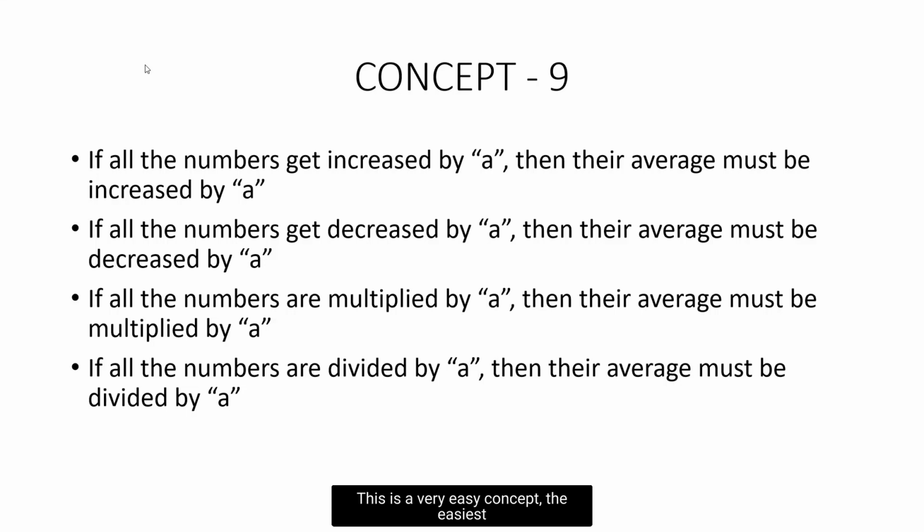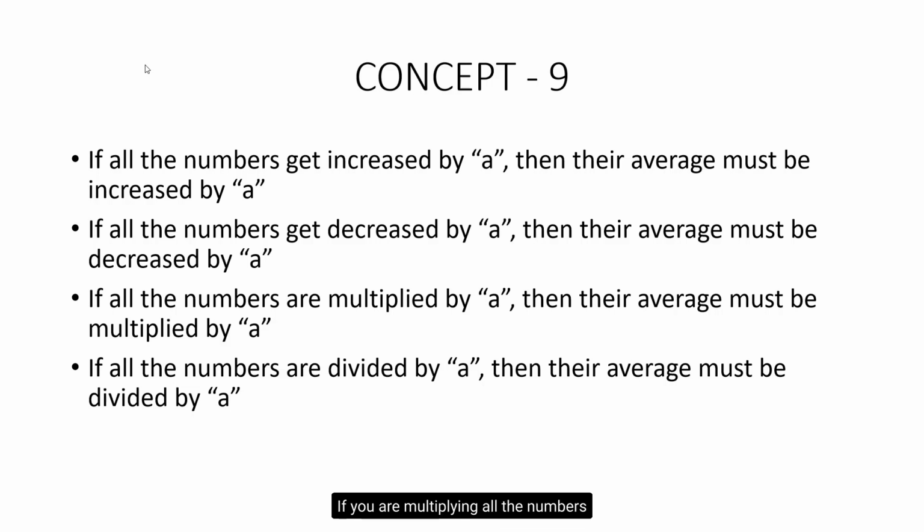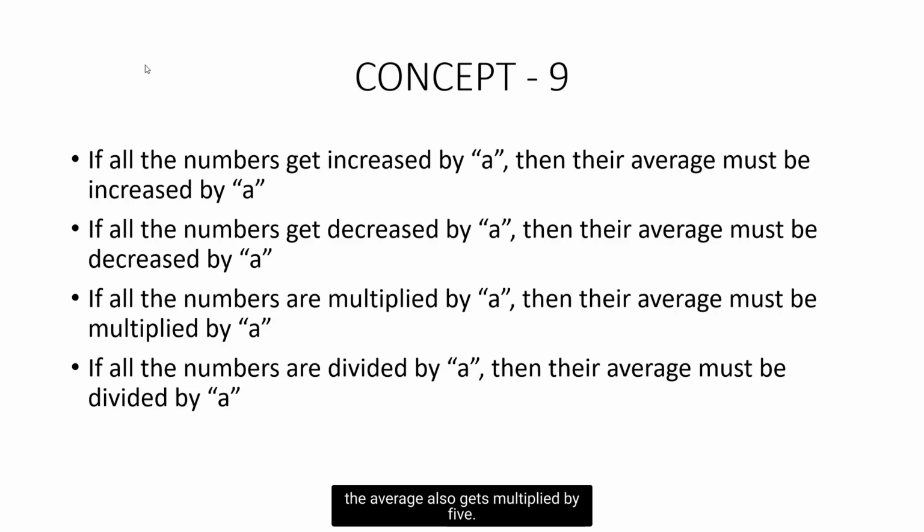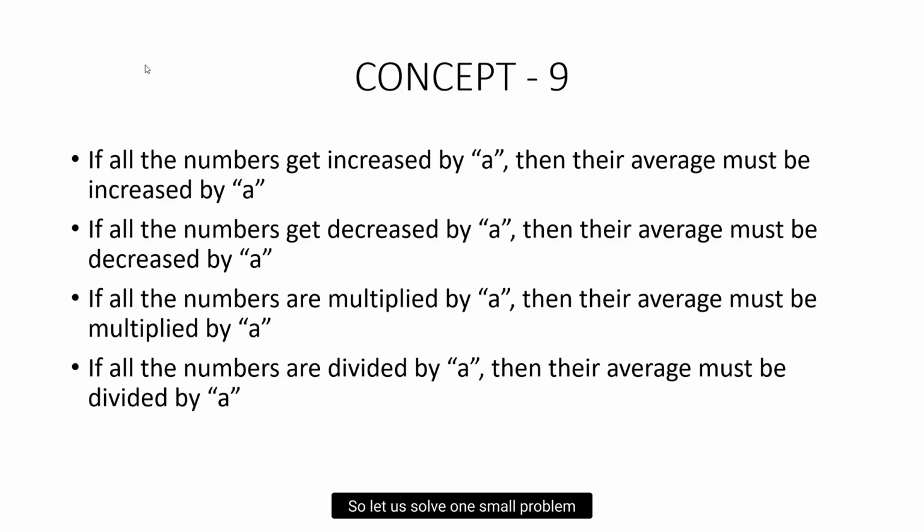This is a very easy concept, the easiest of everything we have learned till now in averages. If all the numbers get increased or decreased or multiplied or divided by a particular number, then their average also gets changed by the same. For example, if you are adding 4 to all the numbers, their average also increases by 4. If you are multiplying all the observations by 5, then the average also gets multiplied by 5. So let us solve one small problem to know how this works out.